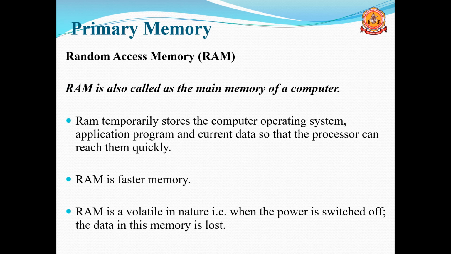Whenever the power is off, the data you stored in primary memory, that is RAM, will be deleted. RAM is faster memory compared to other memory. RAM is volatile in nature. What is volatile in nature? When you switch off the power, the data you stored in RAM will be deleted and erased. That is the case with RAM.